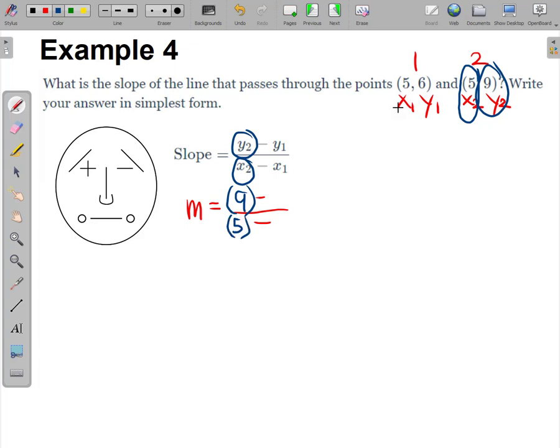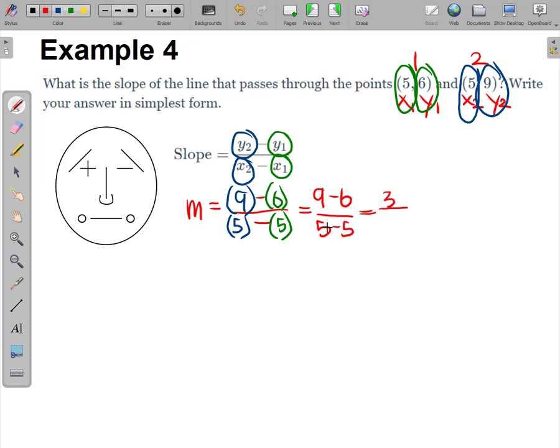So 5. And let's see, switching over to green, 6, which is y sub 1, x sub 1 is 5. We'll simplify that to being 9 minus 6, and then 5 minus 5, no double negatives. So 9 minus 6 is 3, and 5 minus 5 is 0. So anytime you have 0 under the line, it's considered undefined.